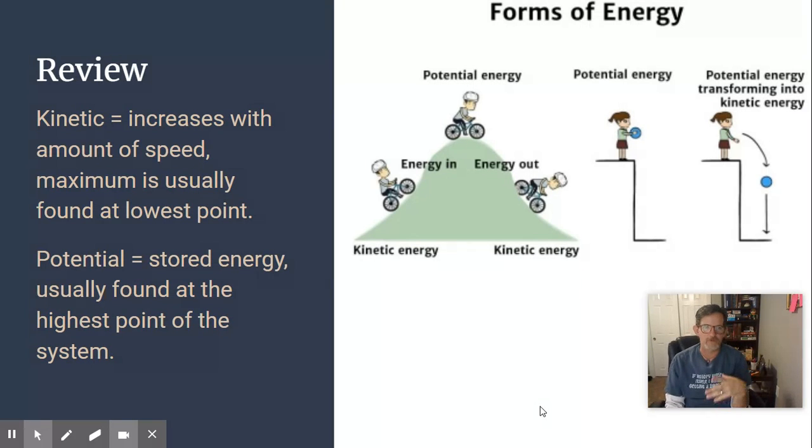So just a quick review of this. Kinetic energy increases with the amount of speed. Maximum is usually found at its lowest point. When we look at our picture here on the right, you can see potential energy is when it's highest. Kinetic energy comes when it's at its lowest. Potential energy is the stored energy and usually found at the highest point of the system.